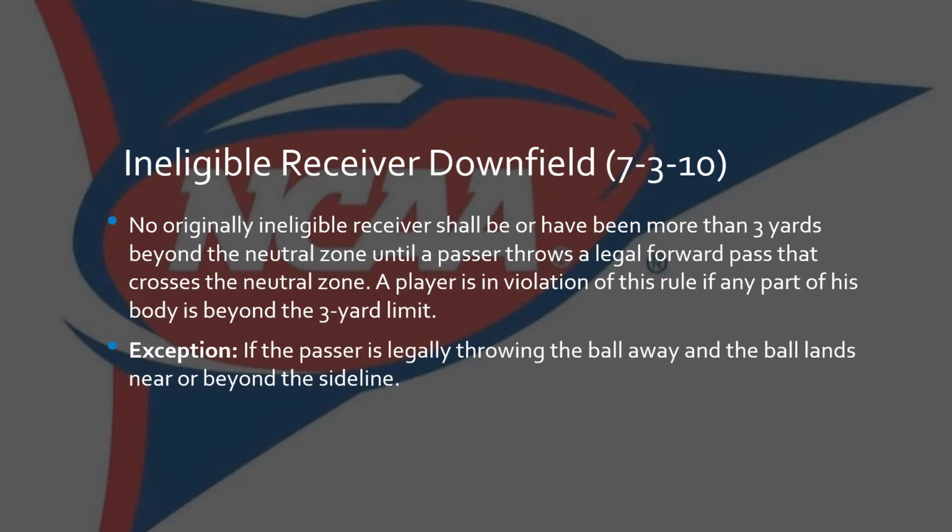This is the new exception that came in the rules last year that now brings the rule in line with the philosophy, and that exception is if the passer is legally throwing the ball away and the ball lands near or beyond the sideline, there is no foul for an eligible receiver downfield. He can't ground the ball into the middle of the field, but if the passer grounds the ball legally beyond the sideline or near the sideline, we would not have a flag down for that. We'll take a look at a play with that example here in a minute. Remember, the penalty is 5 yards from the previous spot. It does not include a loss of down, and it is always from the previous spot. This is a situation where the description of the penalty includes the enforcement spot.